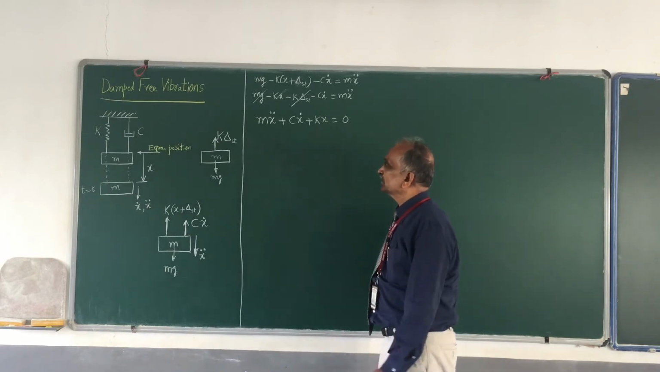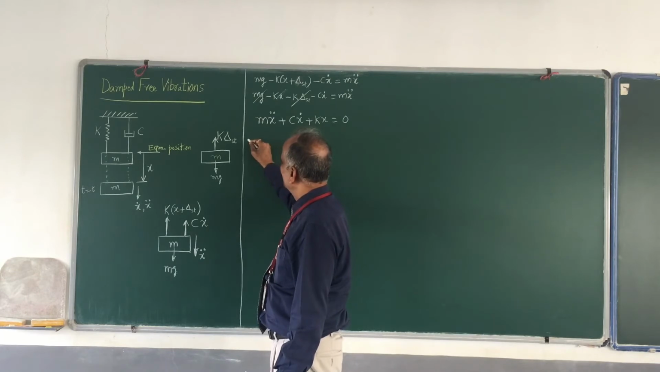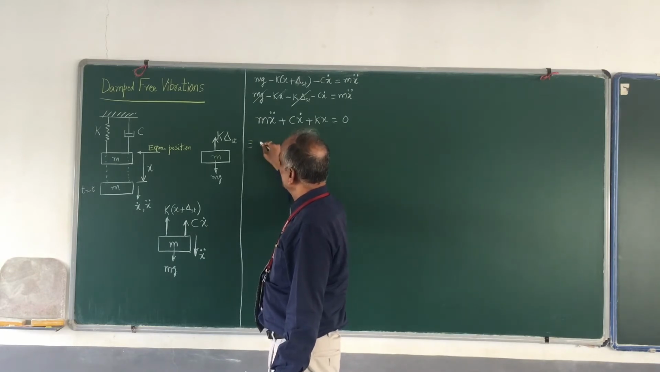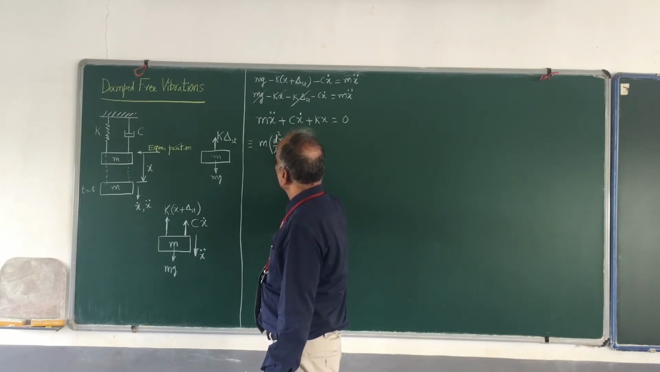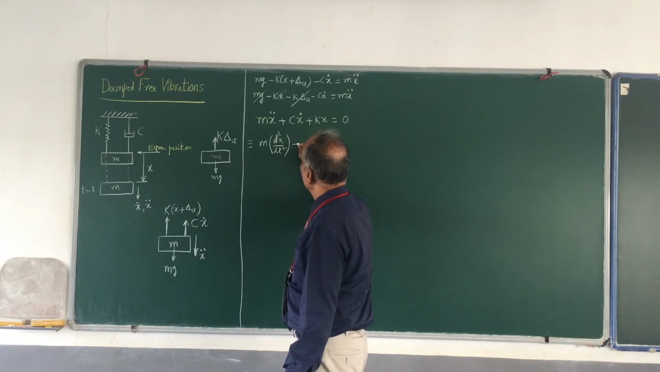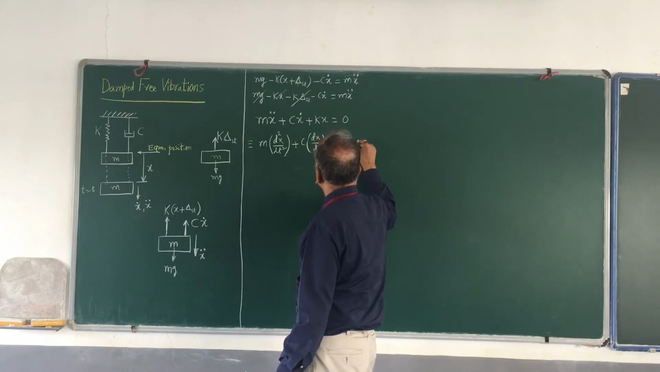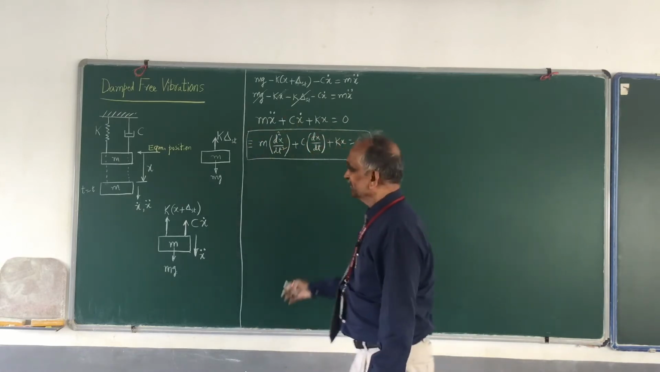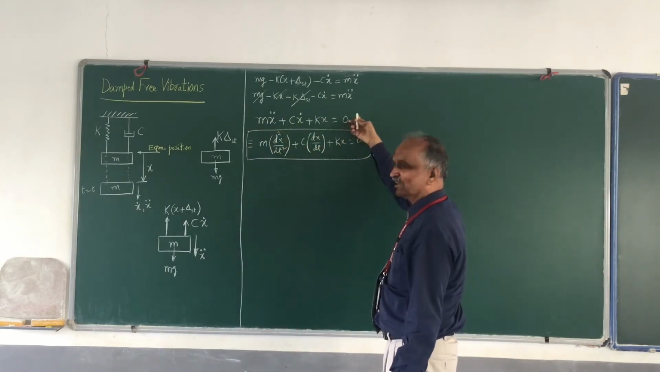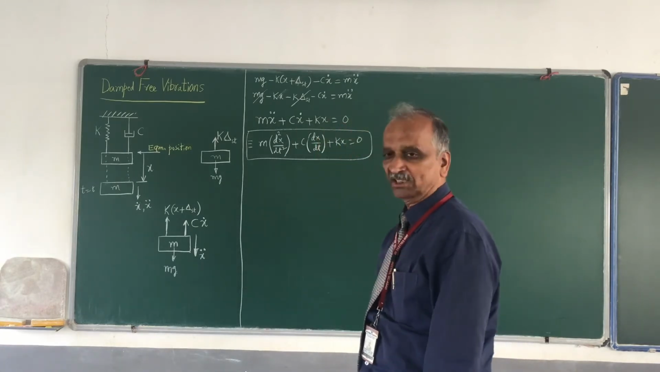Don't forget what x double dot is: x double dot is acceleration, x dot is velocity. In short, we have written it as m into d square x upon dt square plus c into dx by dt plus k into x equal to 0. This is the meaning of this equation, the same thing. So this is a differential equation and therefore this also is a differential equation. Both of them are one and the same, expressing it in different ways, that's all.